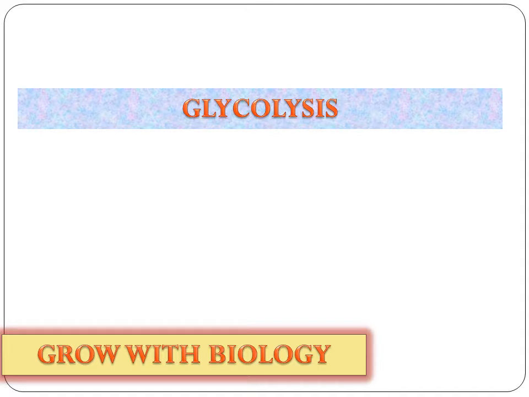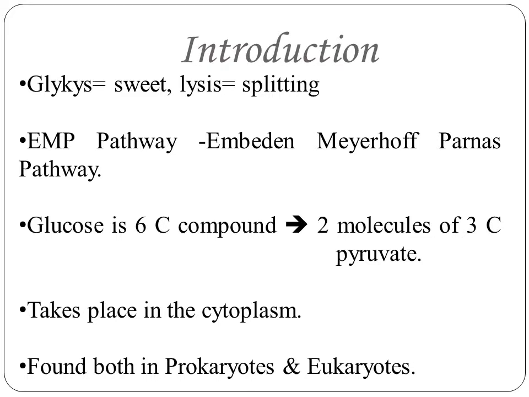Today's topic is glycolysis. Glycolysis is a type of carbohydrate metabolism. It comes from the word glykis, which means sweet, and lysis, which means splitting. It is also known as EMP pathway.